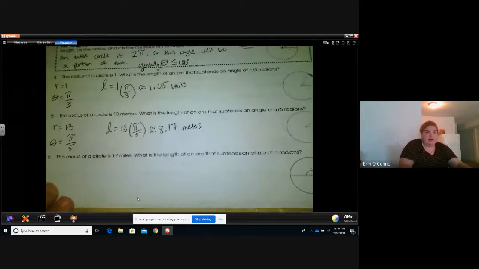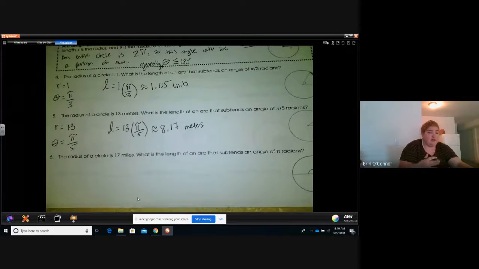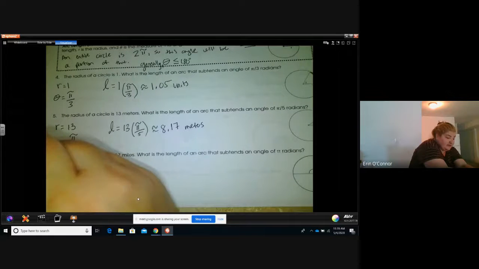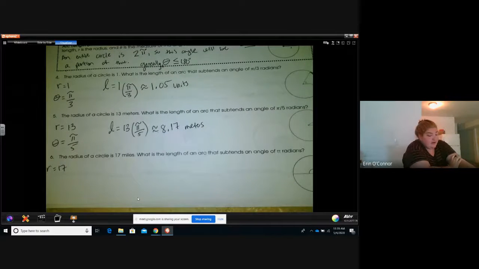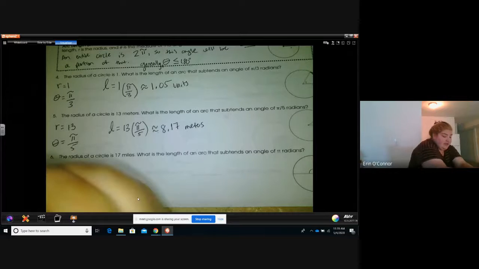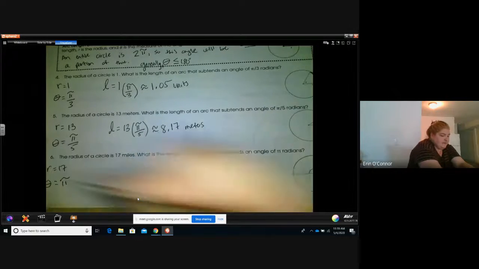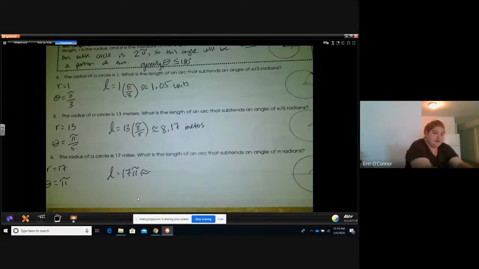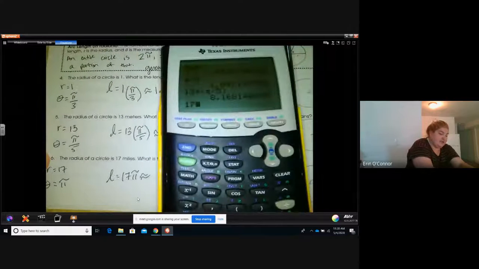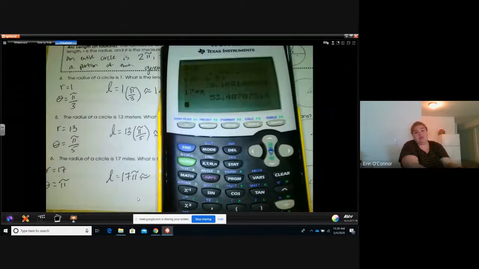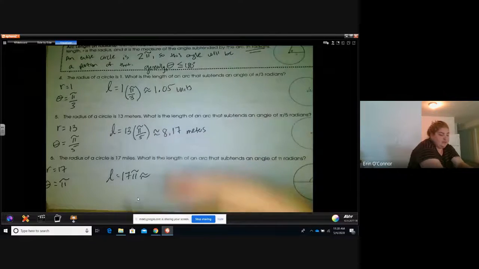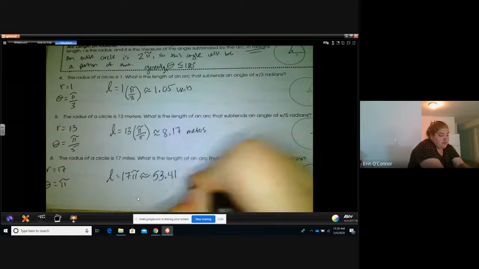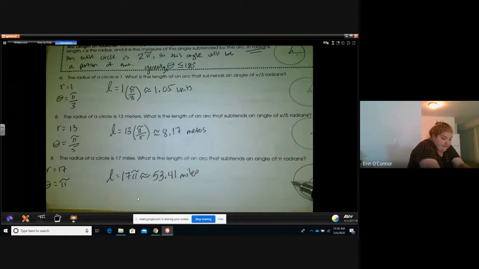Okay, next one. The radius of a circle, and sometimes they're going to give you the diameter, but in all of these they gave us the radius. The radius is 17 miles. What is the length of an arc that subtends an angle of pi radians? So pi radians, you know, is half of the way across. So here, 180 degrees are pi radians, so theta is equal to pi. So the length is equal to 17 pi, which is approximately, we're going to put that into our calculators, 17 times pi, which is 53.41, and this one is miles. So this time we did half, this half right here.